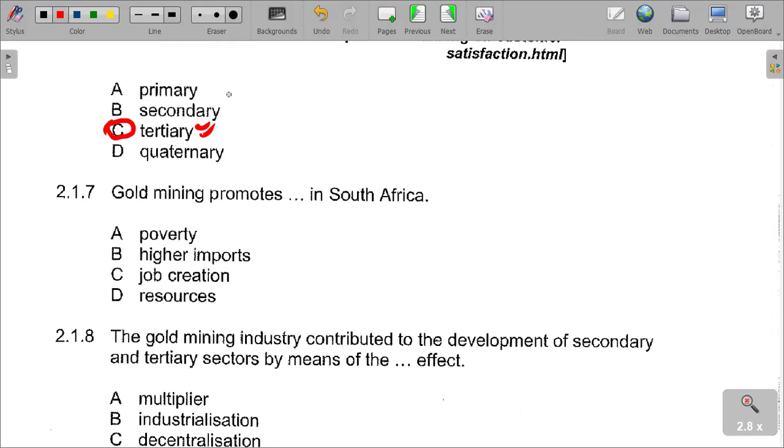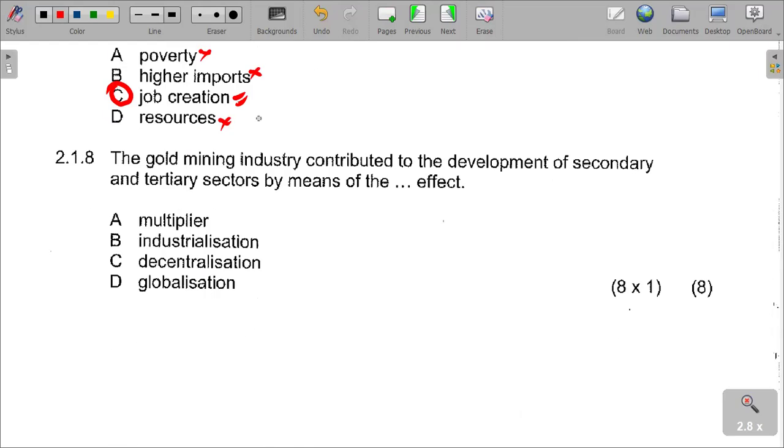And then gold mining promotes dash in South Africa. 2.7: gold mining creates job creation. We cannot have poverty when we have gold. We can't have high imports. We can't say creates resources. It is job creation.